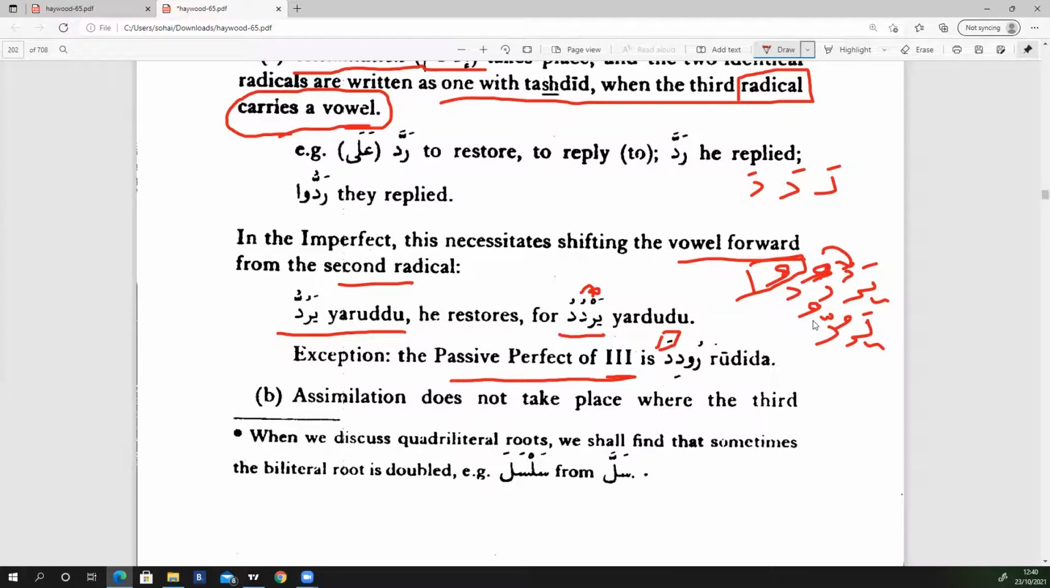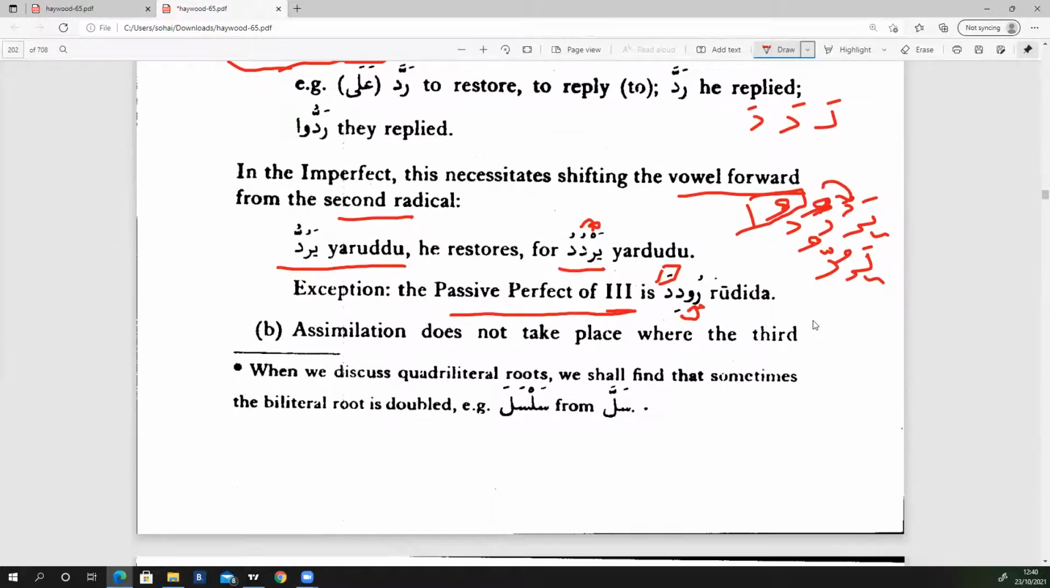Part of the reason is that we can't just shift. If we make this shadda and shift the kasra of dal onto waw, it doesn't work because waw doesn't take a kasra. So this is an exception. The exception is form 3. Passive is rudida. There's no shadda here.